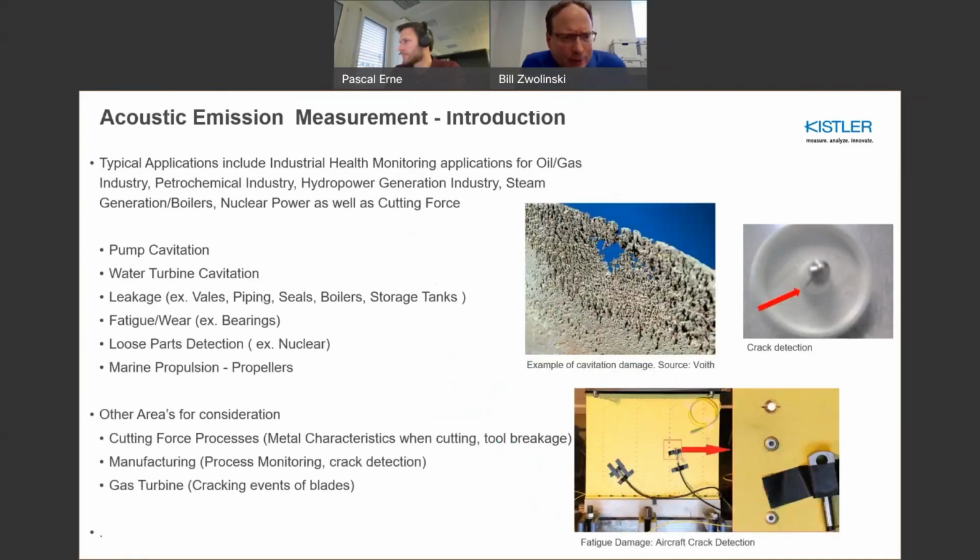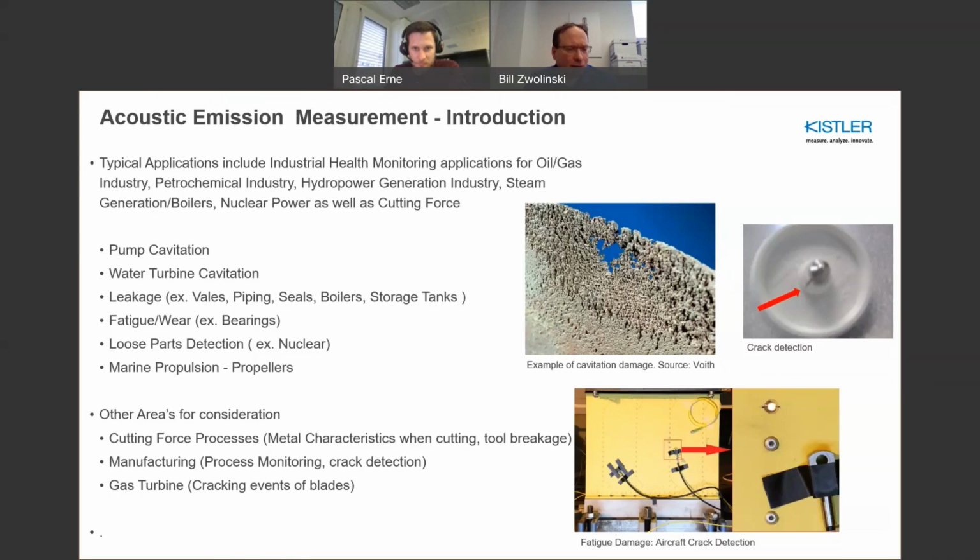Anyway, acoustic emission is one of the measurands I'm going to address today, and I'll tell you a little about that. But fundamentally, in these applications I spoke of, it could be the oil and gas industry, petrochemical, hydropower, steam generation boilers, nuclear power, and even cutting force areas, which propagates over many industries, from aerospace to universities to automotive and so forth. So there's a lot of different ways you can use acoustic emission to detect events such as pump cavitation, water turbine cavitations, leakages of all sorts, from valves and piping, seals and storage tanks. Fatigue and wear of bearings, for example, would also be an area. Loose part detection in nuclear, marine propulsion where you have prop shafts and rotating propellers, perhaps cavitating.